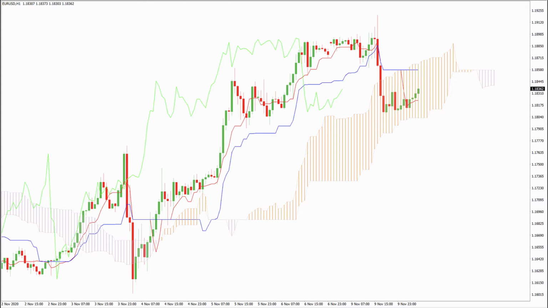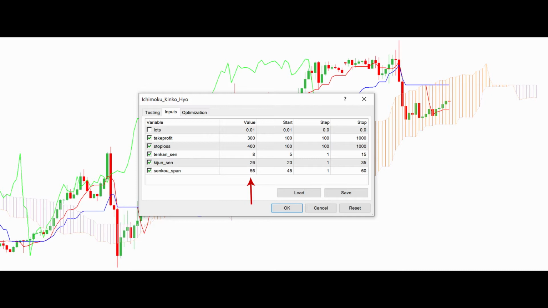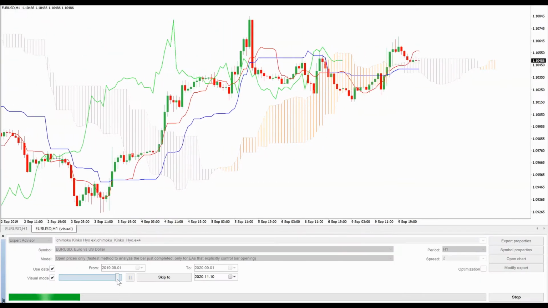We try this EA on the Euro US dollar 1 hour chart with $1,000. We optimize our values for 5 years, from 2014 to 2019. Then we use those optimized values to trade from 2019 to 2020. These are the optimized values for the 5-year period. Now let's see the results for a 1-year period.